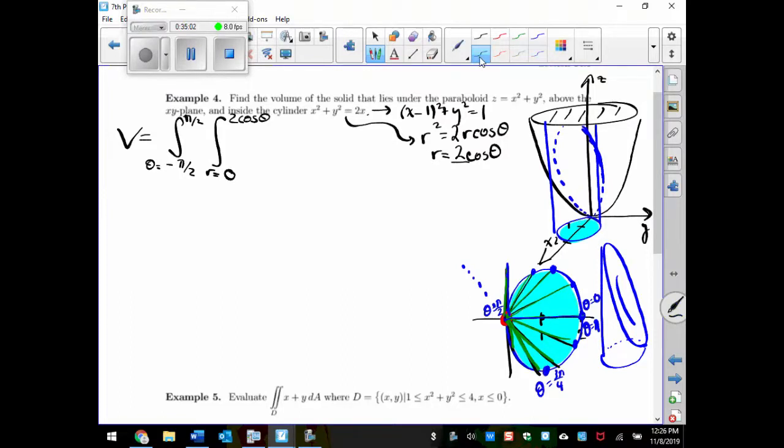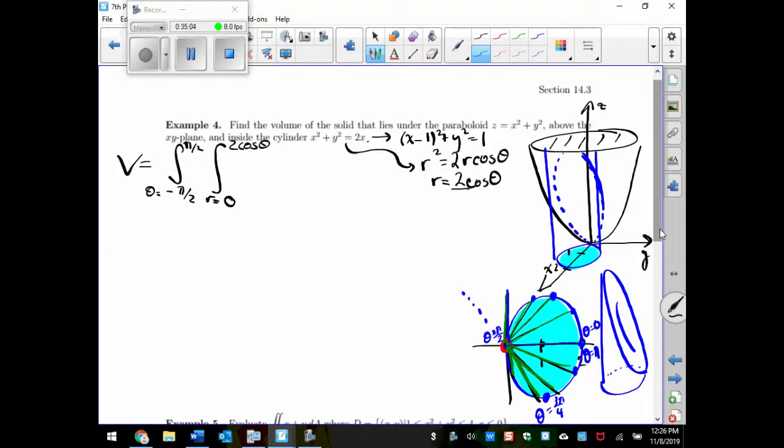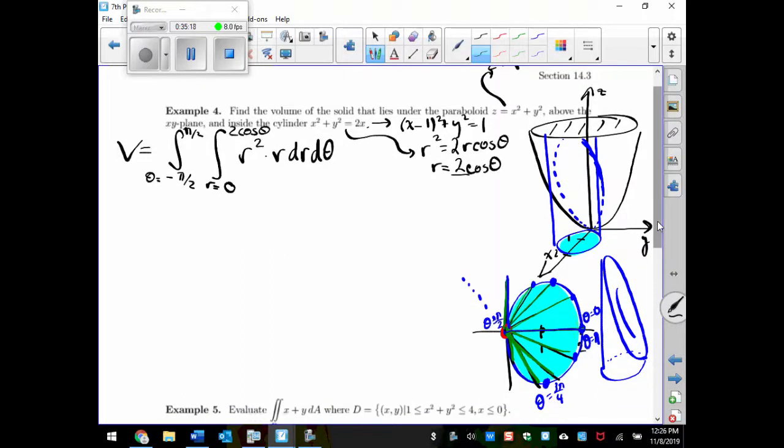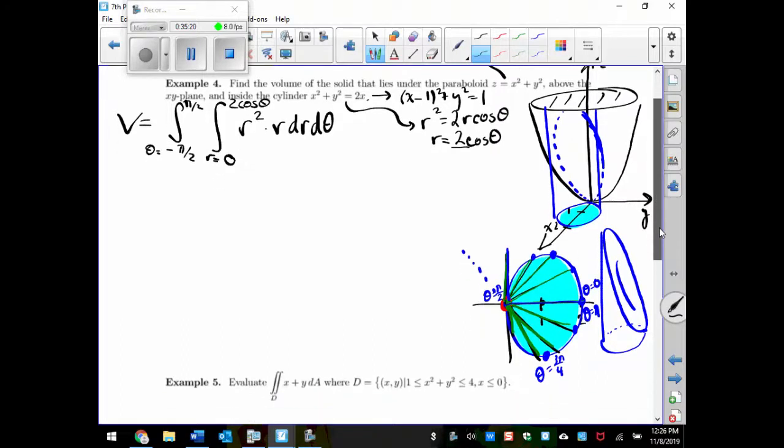Now, what do we want to integrate? Well, we want to integrate the paraboloid. So this is going to be z equal x squared plus y squared, which is the same thing as r squared. So we're going to find the volume underneath the paraboloid. We want an r dr d theta. Okay, let's get to it. Let's go ahead and integrate that.